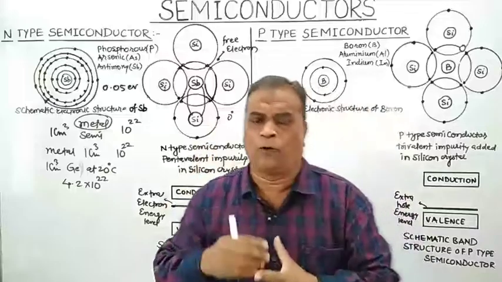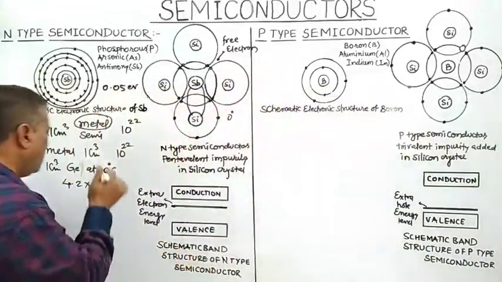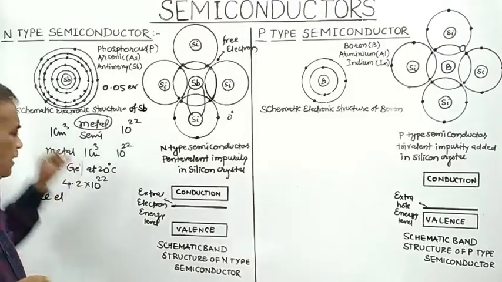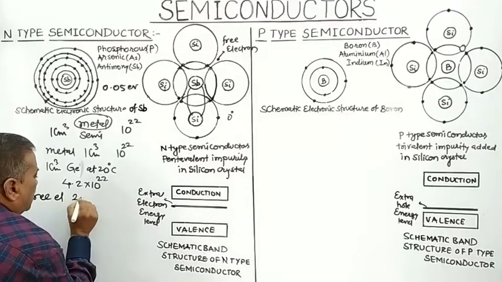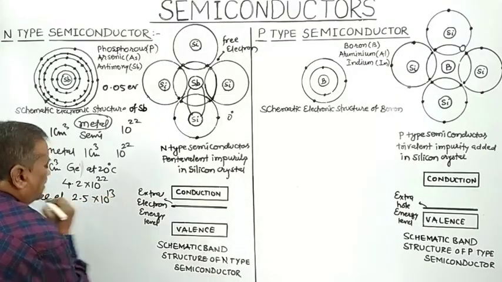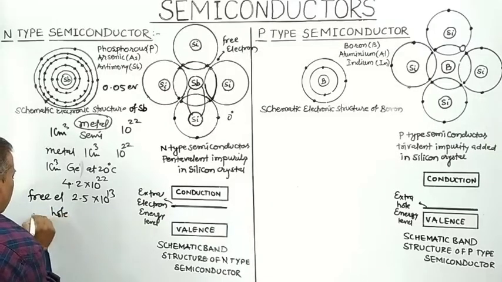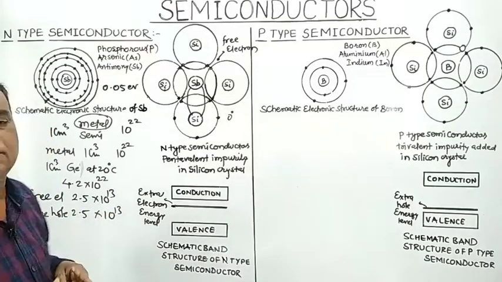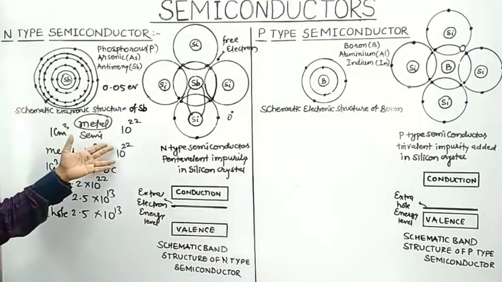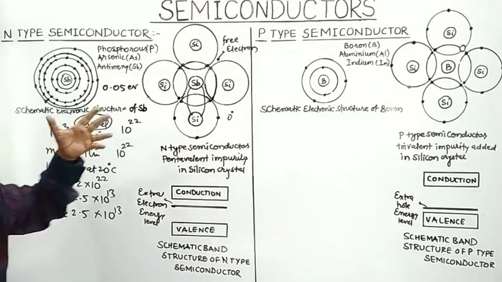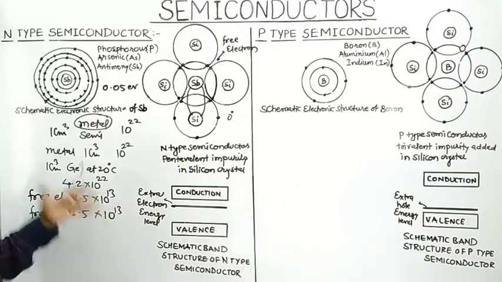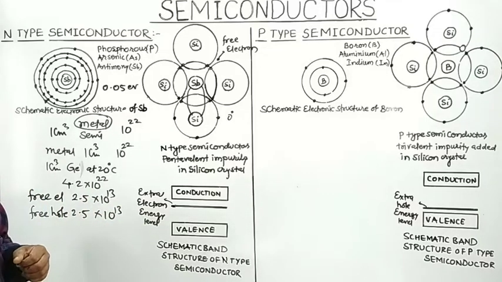Then how many free holes and how many free electrons are available for conduction of electricity? If I count, the free electrons in 1 cubic centimeter of germanium are 2.5 times 10 to the power 13, and free holes are again 2.5 times 10 to the power 13. As compared to 10 to the power 22 free electrons in 1 cubic centimeter of any metal, here the numbers of free holes and free electrons are very small.